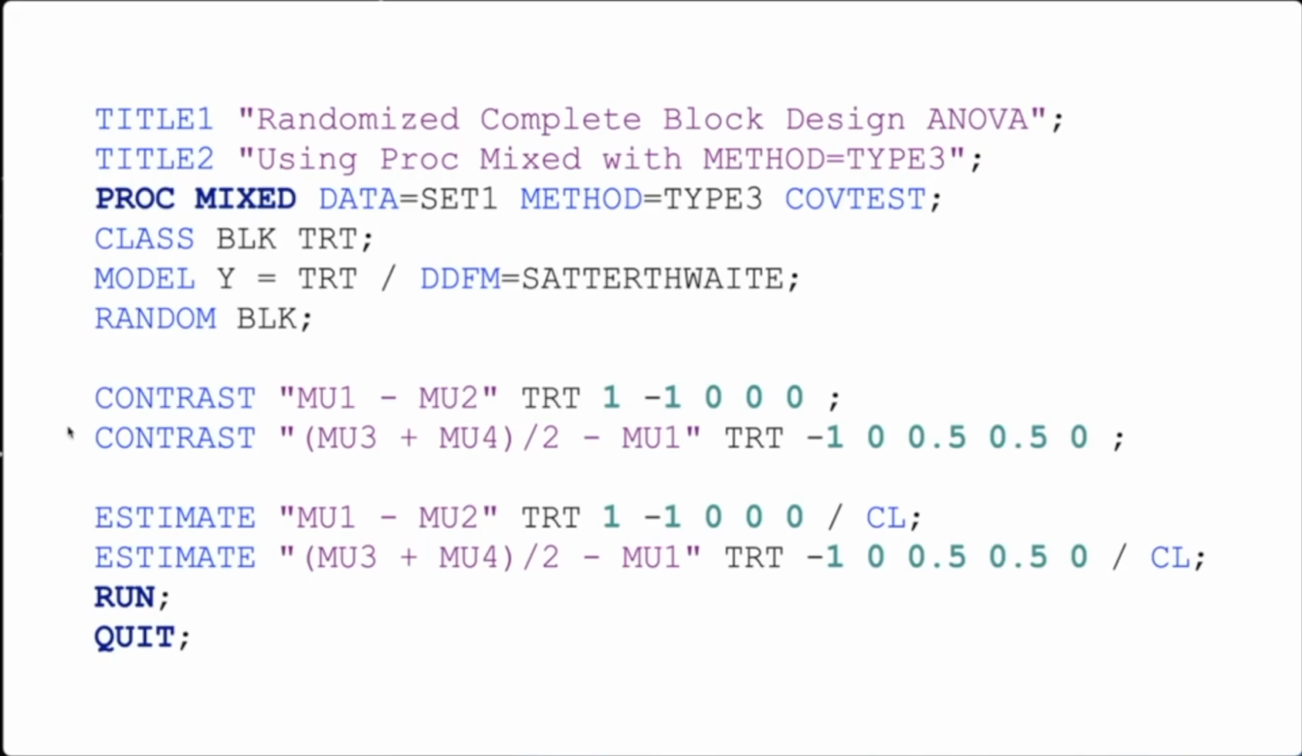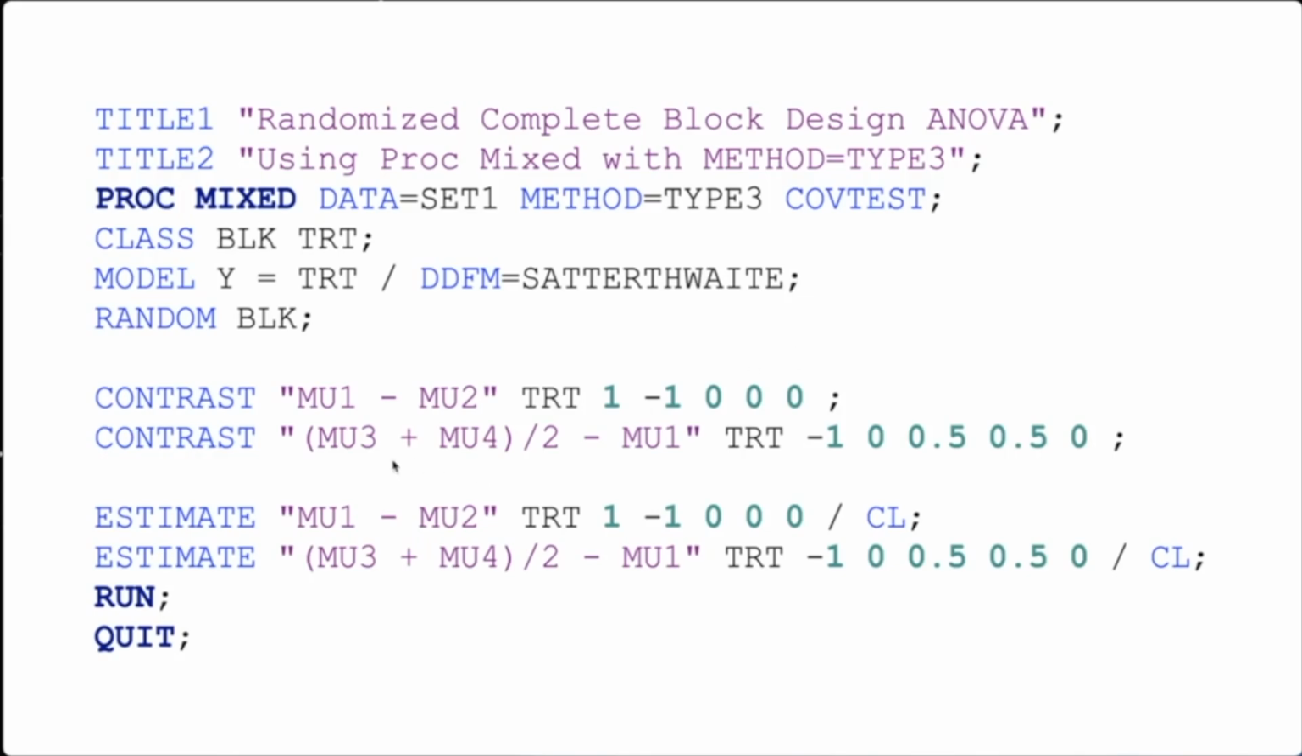You've seen contrast and estimate statements before, previously in this course and in other courses more than likely. To perform the hypothesis test where we're comparing treatment means 1 and 2, or equivalently, comparing the difference between treatment mean 1 and treatment mean 2 to 0, we would use these contrast coefficients. 1 is the coefficient on mu1, -1 is the coefficient on mu2, and the rest of the coefficients would be 0.